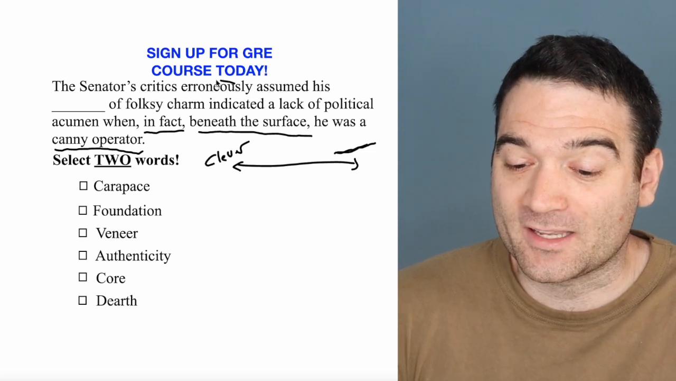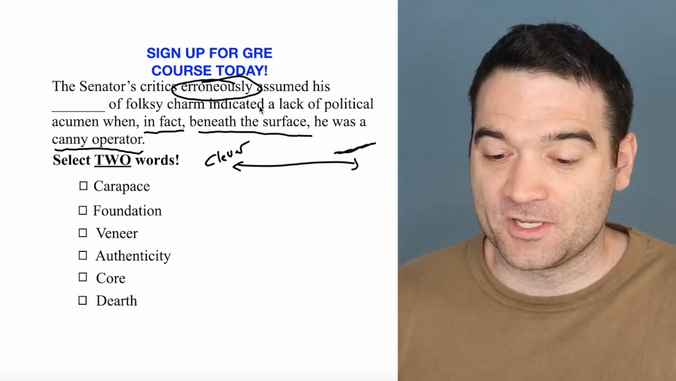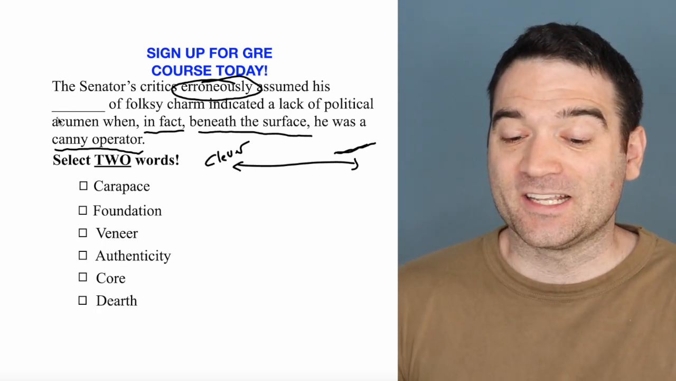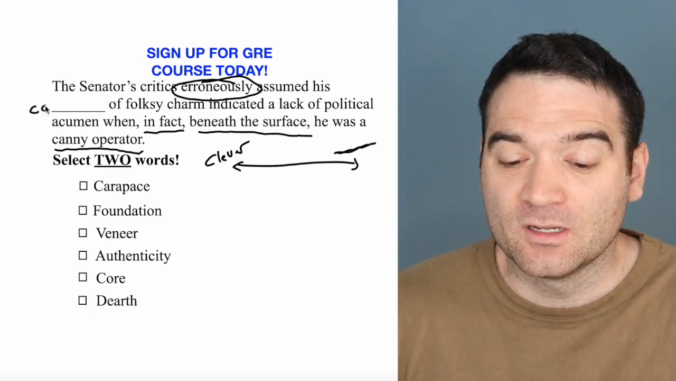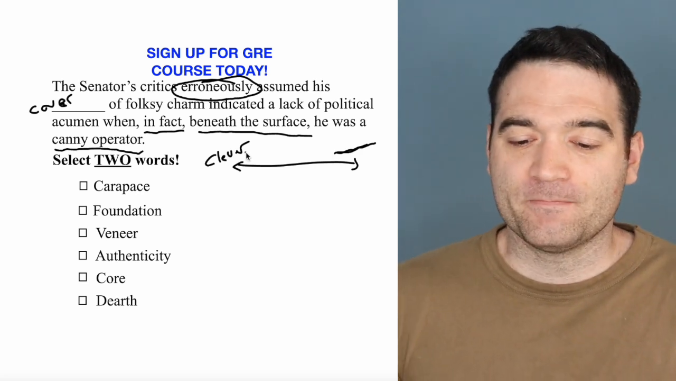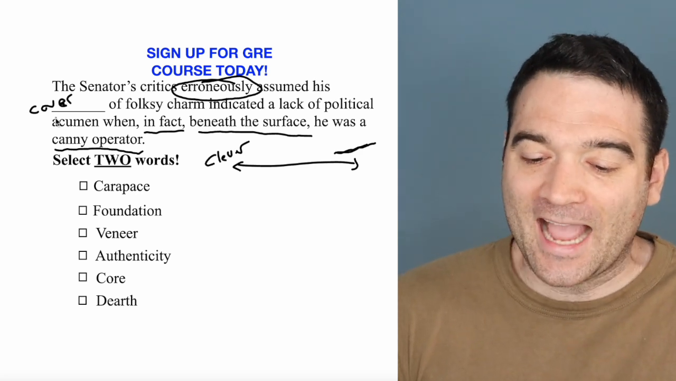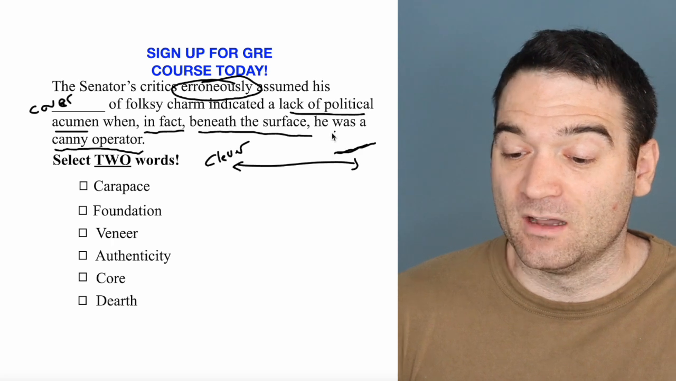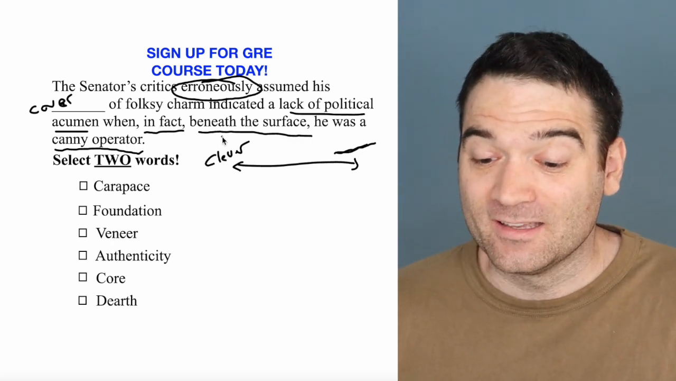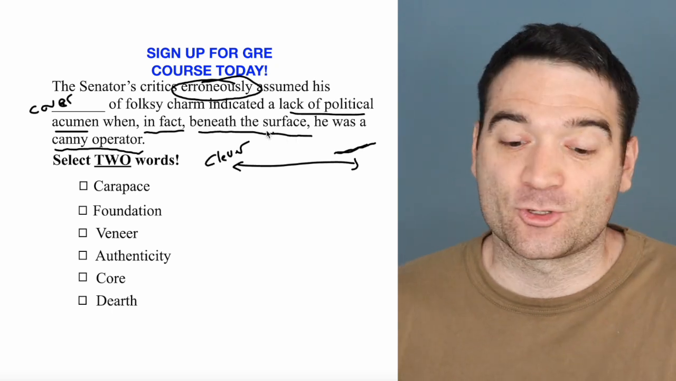It's saying that the critics wrongly, that's what erroneously means, assume that maybe his cover of folksy charm, his surface of folksy charm, indicated a lack of political acumen, so a lack of cleverness, right? When in fact, in reality, beneath the surface, he's actually very clever.